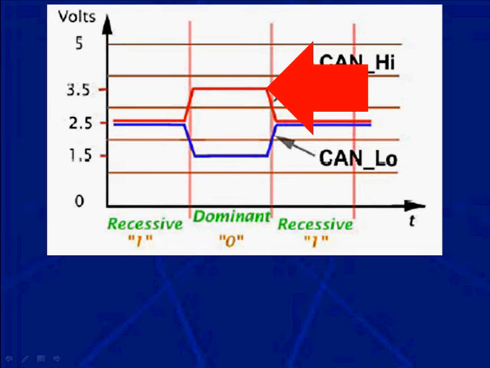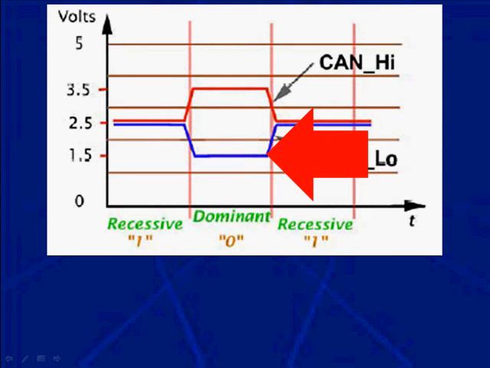CAN high stops at 2.5 and goes to 3.5. It's no longer there at 2.5, it's jumped up to 3.5. And CAN low is no longer at 2.5 volts, it is now at 1.5 volts.